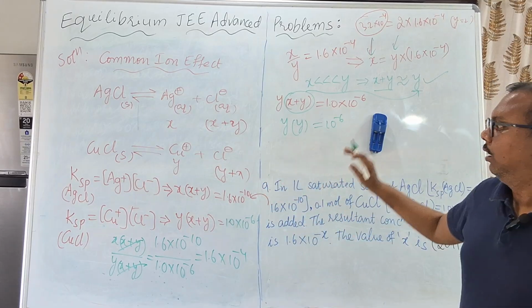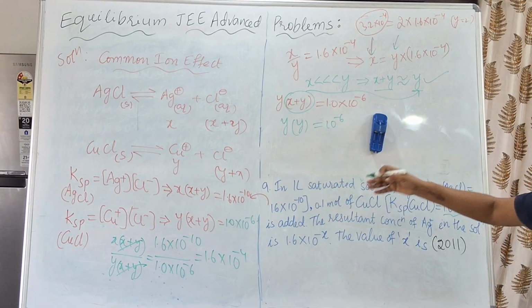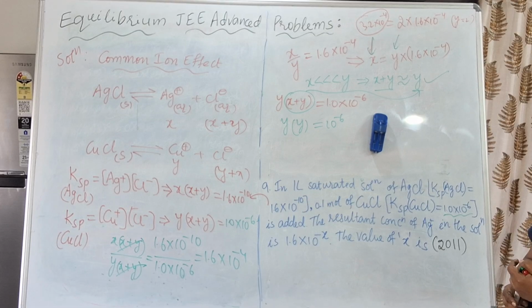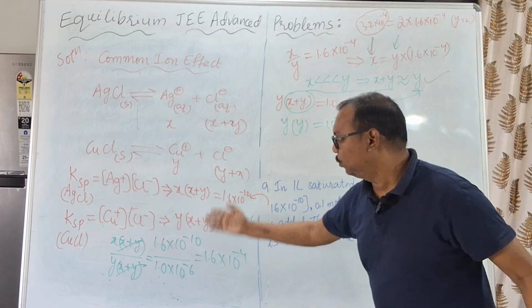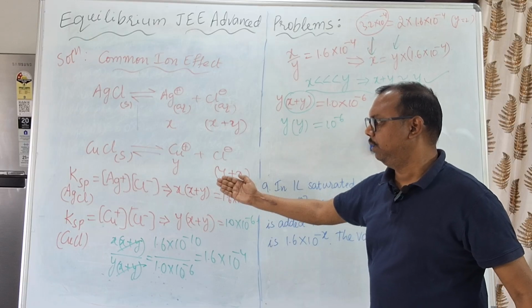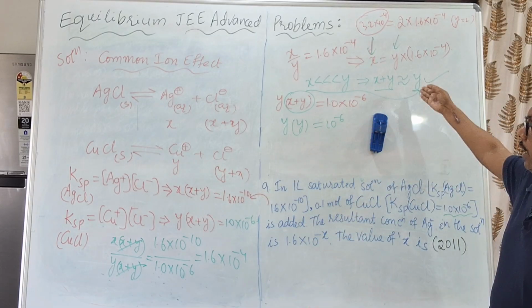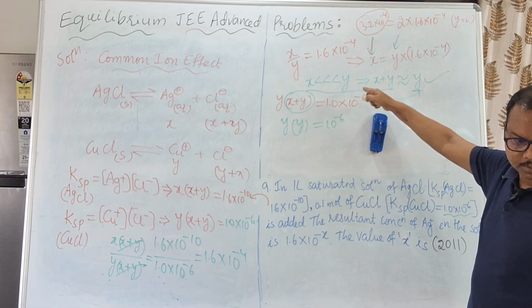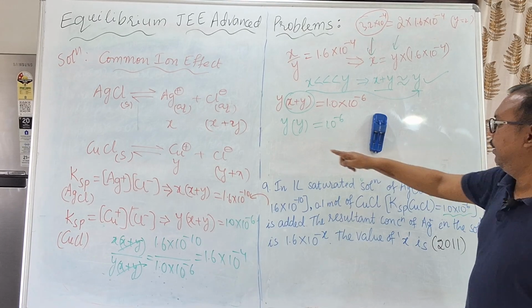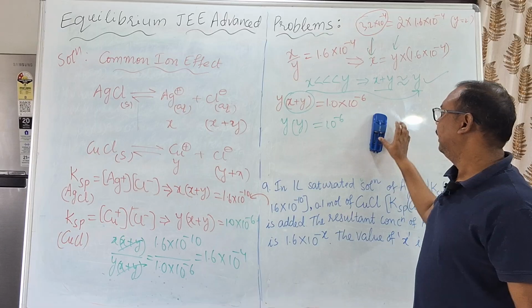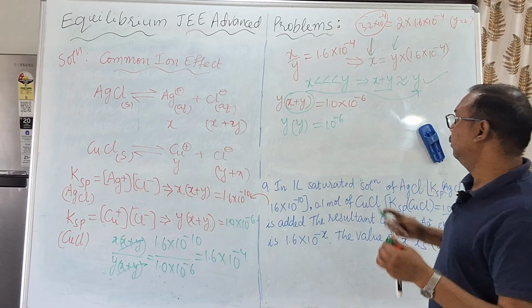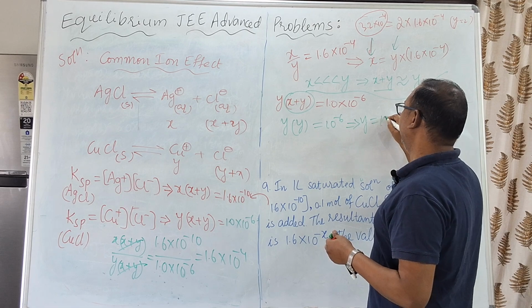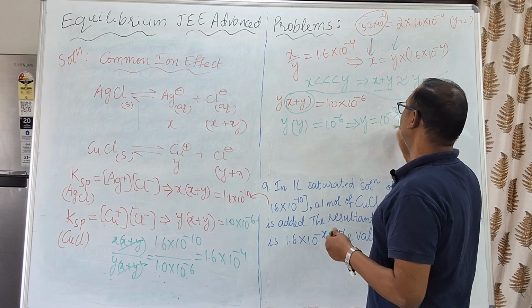Understand? You see how the sequence is going on. Just observe that. First, what have we done? We have taken the two equations from the Ksp, then we have derived the value of x by y, and x is very much less than y, we know that very well. Therefore, instead of x plus y, we are taking y, and y squared equals 10 power minus 6, therefore y equals 10 power minus 3, you can say that.